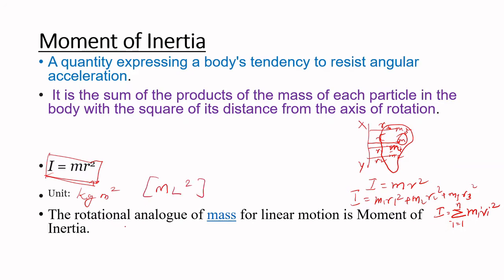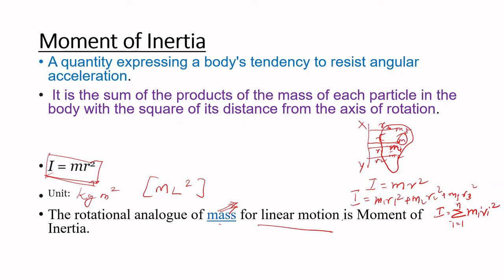Now, the rotational analog of mass for linear motion is moment of inertia. You know that mass is a measure of inertia, the normal linear inertia. If the body's mass is higher, we say the inertia is more. Mass is less means inertia is less. That is for linear motion.